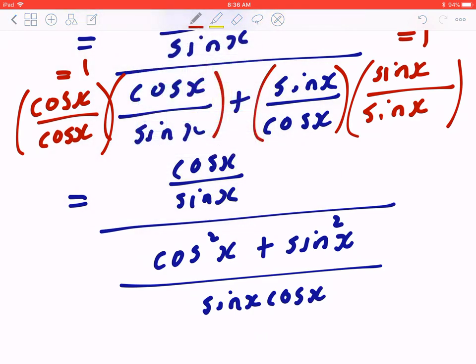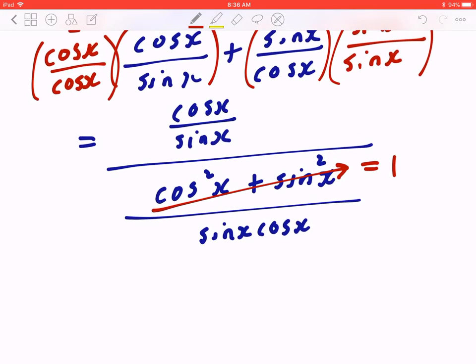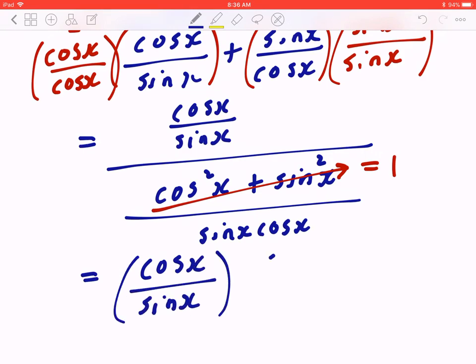I'm assuming you're improving your math skills. So you should be able to recognize that cos square x plus sin square x equals 1. So again, don't forget when there's a fraction divided by a second fraction, you take the first fraction and multiply by the reciprocal of the second fraction.